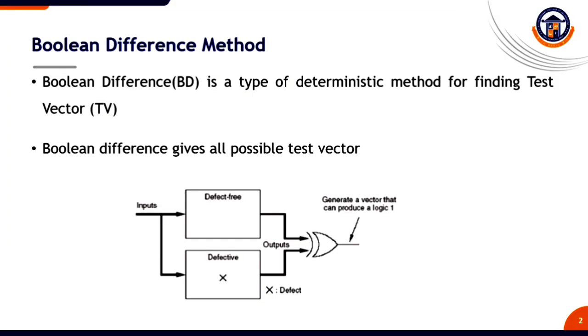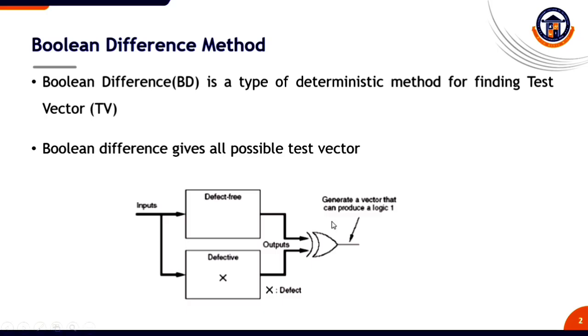Let us start with the definition. The Boolean difference method is a deterministic test generation technique, which means that test vectors are generated using mathematical analysis, not randomly. One important advantage of this method is that it can give all possible test vectors that can detect a fault at a particular input.